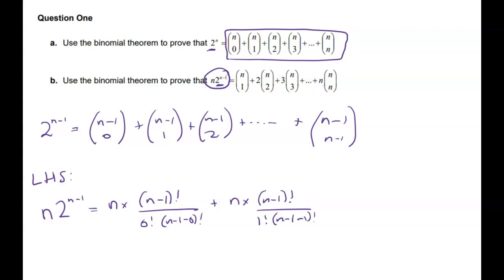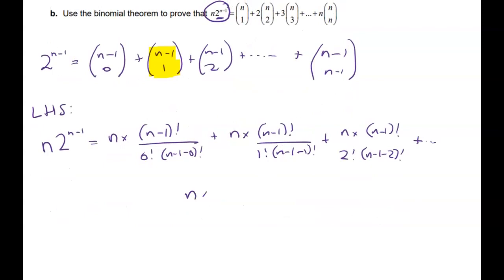Remember, in the combination, the denominator is going to have this factorial, and then it's going to have this take away this factorial. So the next term will be n times (n minus 1)! over 2! (n minus 1 minus 2)!, plus, oops, that should definitely not be a times, it should be a plus. And then let's do our last term, it'll be n times (n minus 1)! over (n minus 1)! 0!.